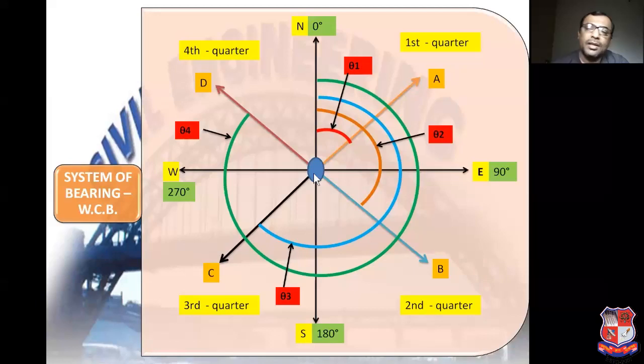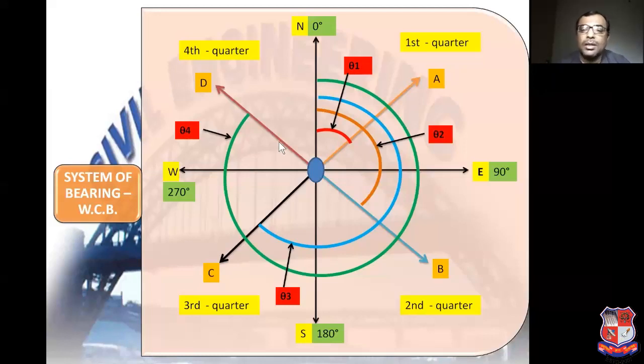Suppose your survey line is in quarter number 3, so with respect to north in clockwise direction, theta 3 is the whole circle bearing of this survey line. And suppose your line is in quarter number 4, so with respect to north and in clockwise direction up to your survey line, theta 4 is the whole circle bearing of this survey line OD.